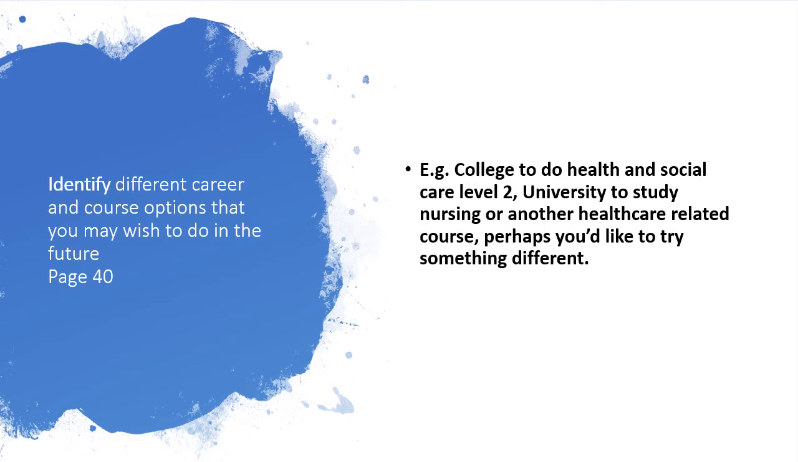So you may be thinking about what you're going to be doing next. For example, you might want to go to college to do health and social care level 2. You might want to go to university eventually to study nursing or another health care related course. Perhaps you'd like to try something different. Again, this is personal to you. There are 3 different boxes, so make sure you think about it and give some examples of what you want to do for your future.